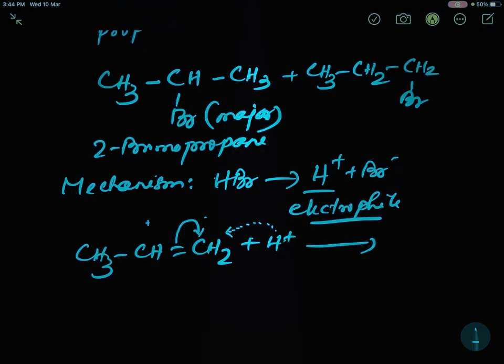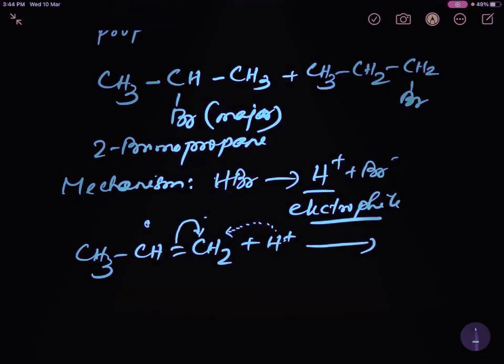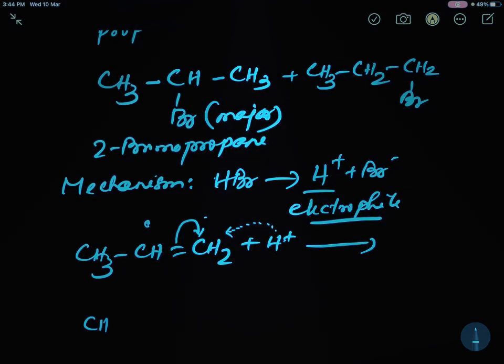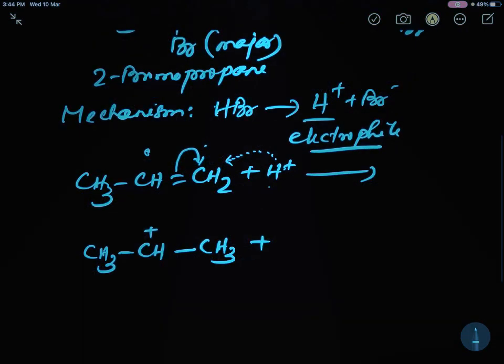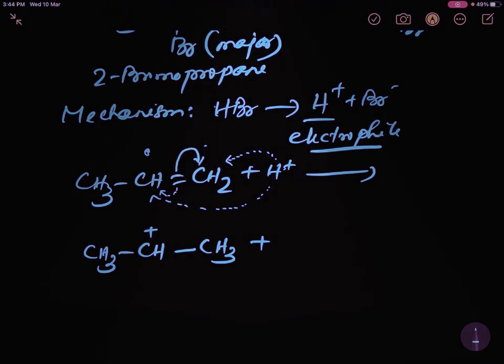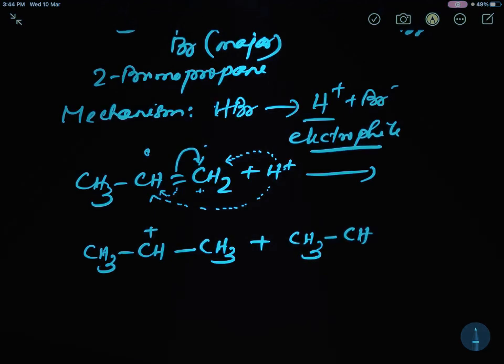When this H+ attacks, this carbon gains a positive charge. So you see CH3CH+CH3. If H+ is added over here, then the pi bond is shifted to this side. So this carbon gains positive charge. So there is a chance of getting CH3CH2CH2+.